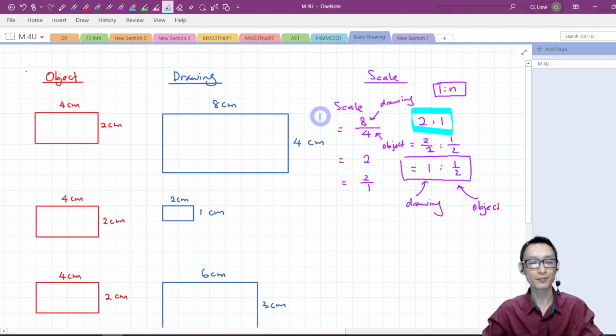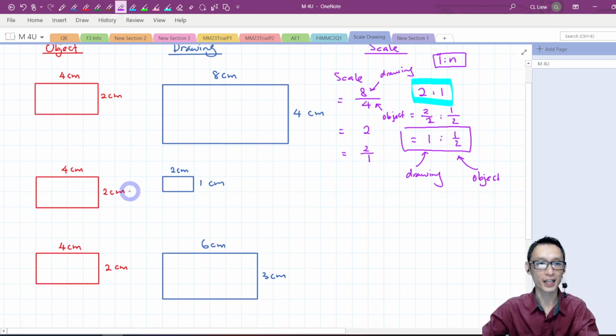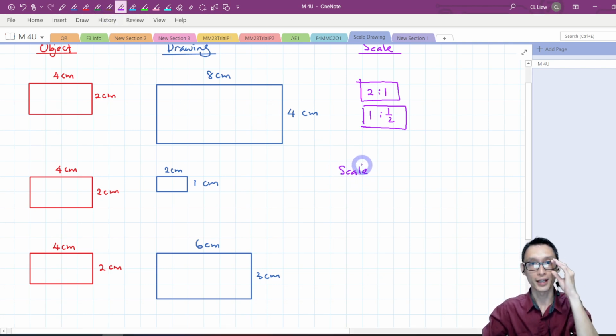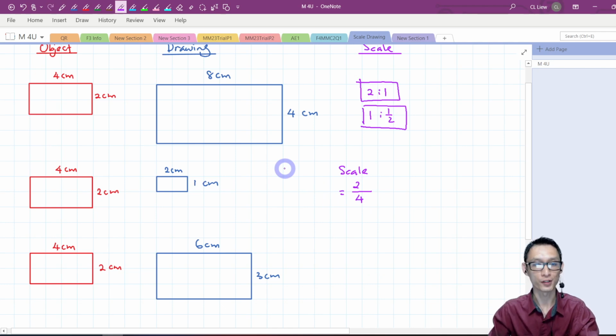Okay? Now, how about this one? What is the scale of this drawing? Let's calculate the scale. Okay? Just do as what we did just now. Drawing on the top and object at the bottom. So remember to choose the corresponding side. If I choose this one, I need to use this. If I choose this one, I need to use this one. Okay, so now you will get 1 over 2. 1 over 2 means 1:2.